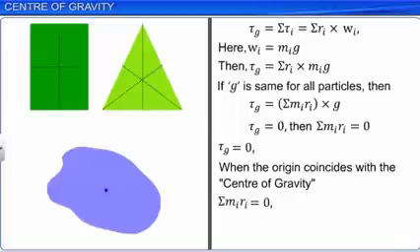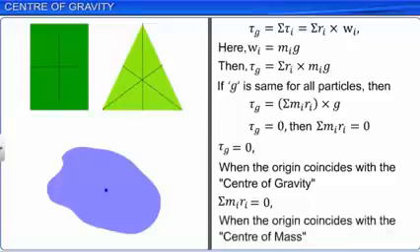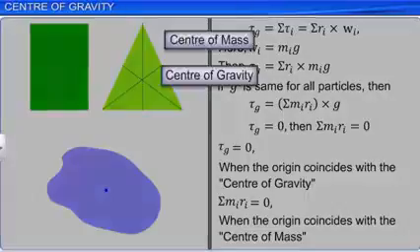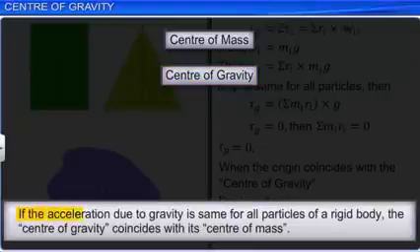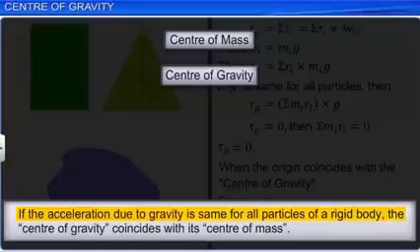The two concepts, center of mass and center of gravity, are two different concepts. If the acceleration due to gravity is the same for all particles of a rigid body, then the center of gravity coincides with its center of mass. For bodies of small size, the methods used to find the center of mass can also be used to find the center of gravity.